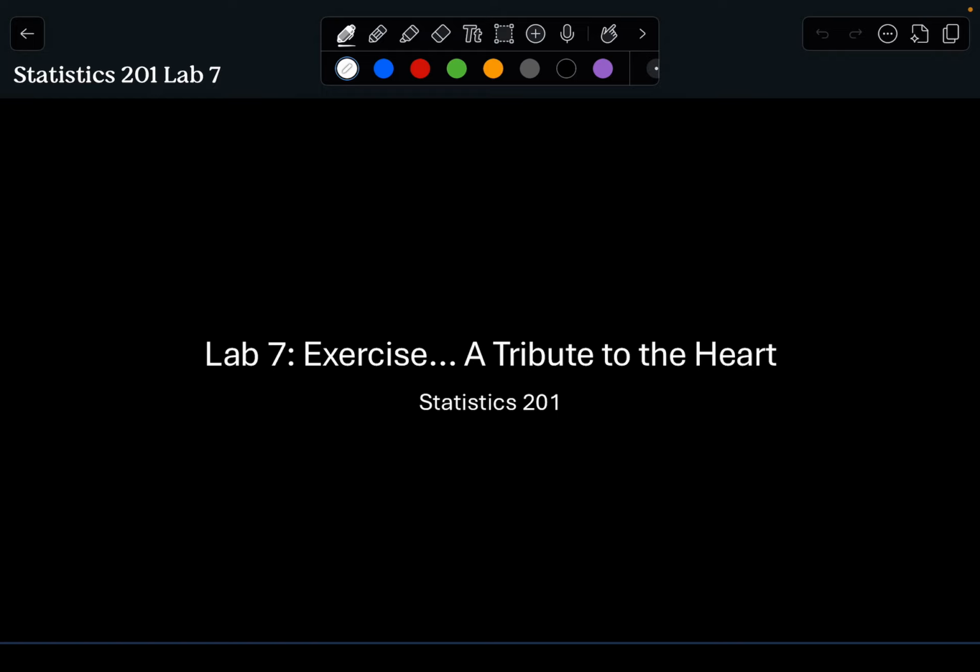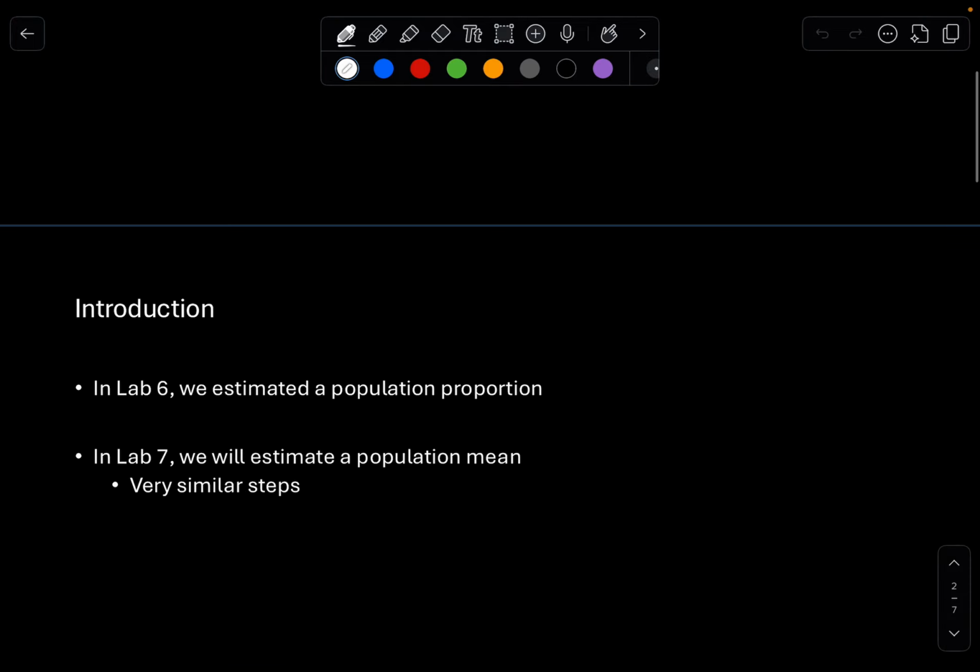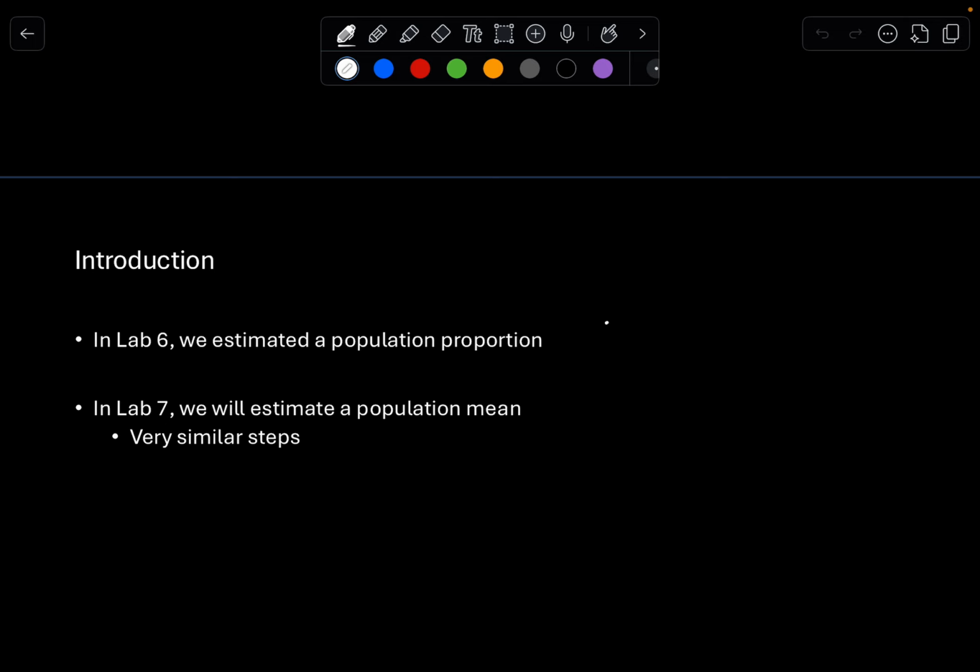So again, we're continuing with statistical inference. In Lab 6, we estimated a population proportion P. In Lab 7, we're going to estimate a population mean mu. Remember, this is the Greek letter mu. So once we get to the confidence interval and hypothesis test, it's very similar steps.